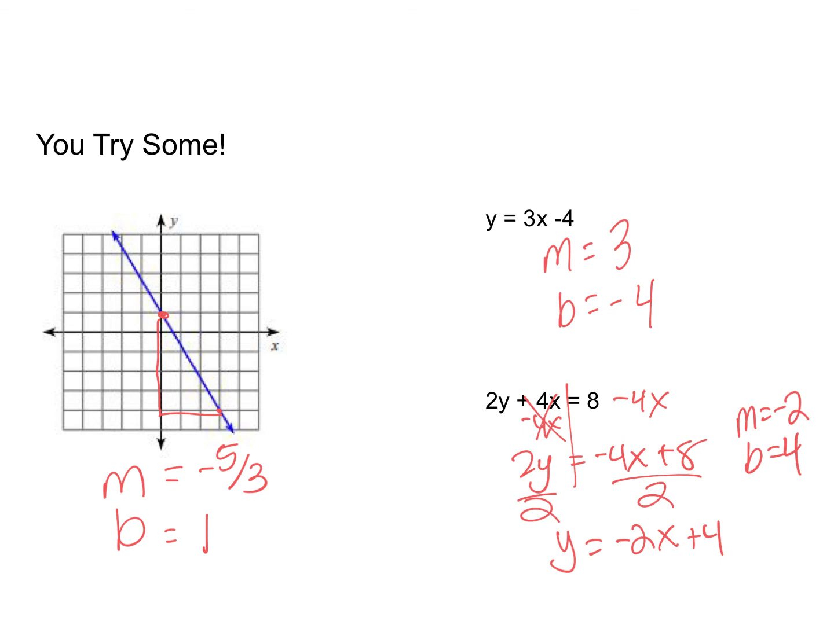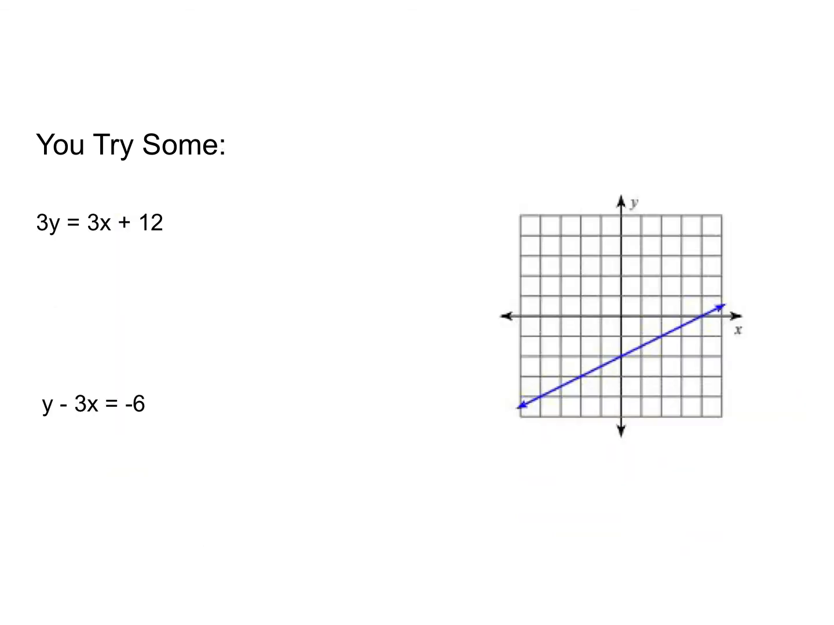And then the 3 on that slide. And then come the last ones. You had to do a little rearranging on this one too. All you had to do with this one was divide everything by 3, because y was already on its own on that side. We just had to get rid of the 3 that was with it. So that gave you 1x and 4. So your m is 1. Your b was 4.